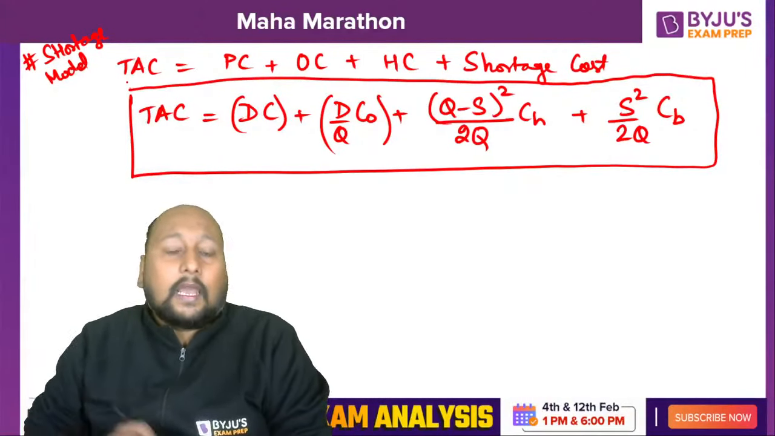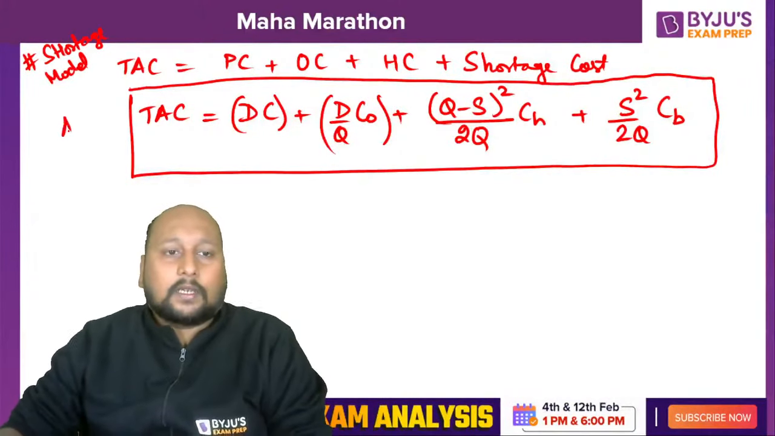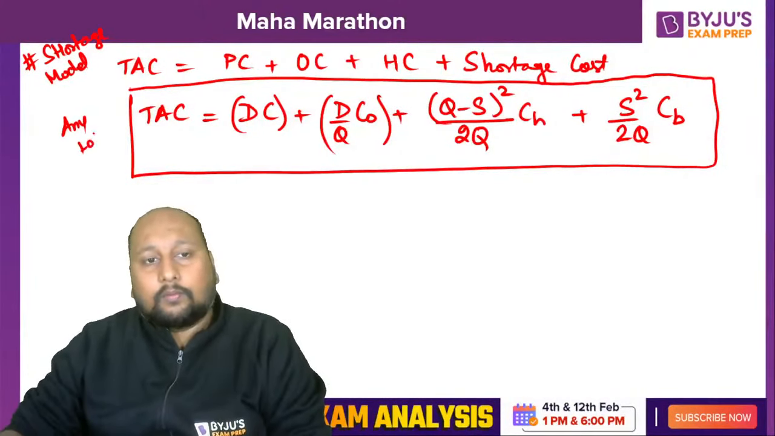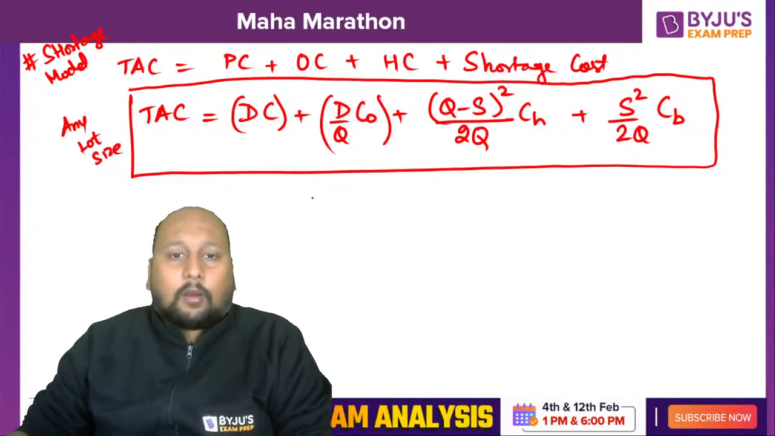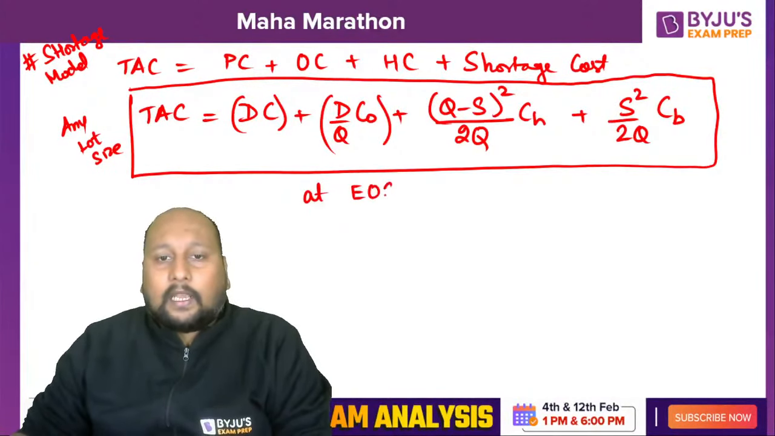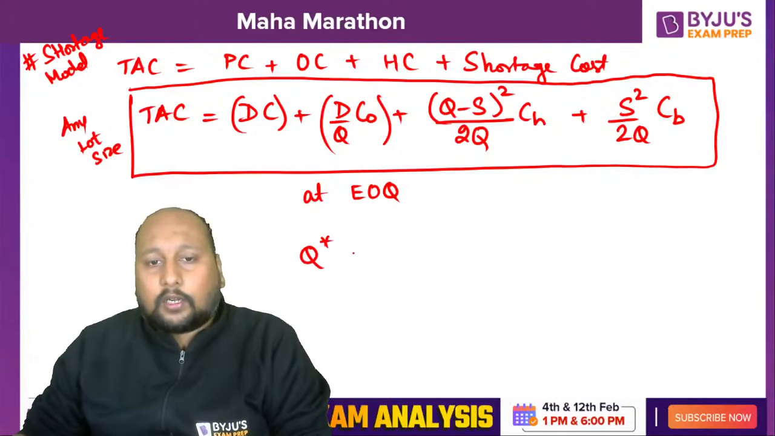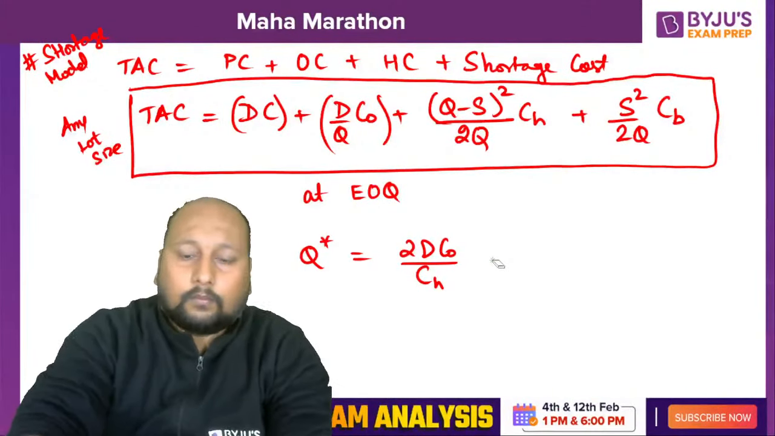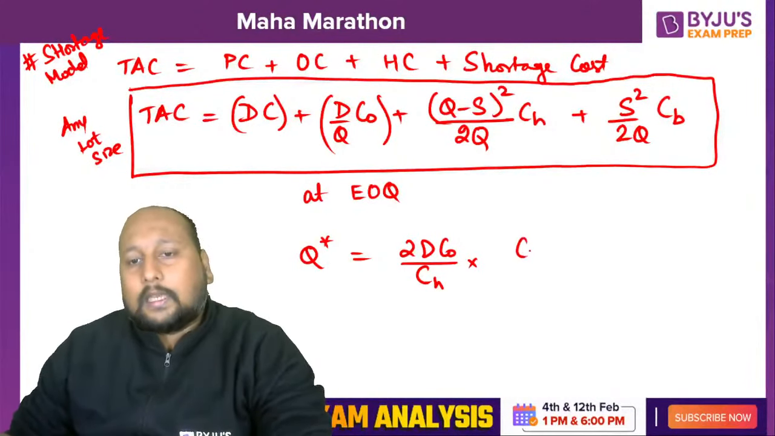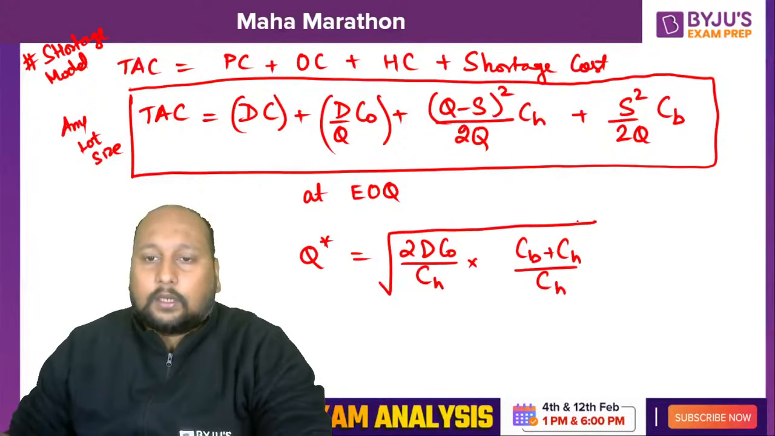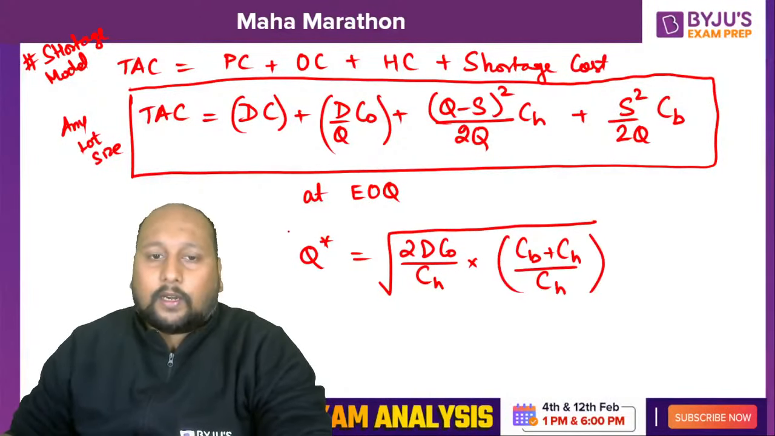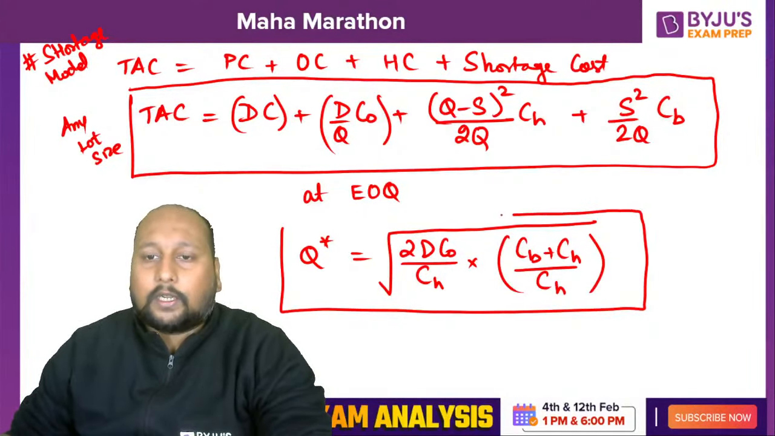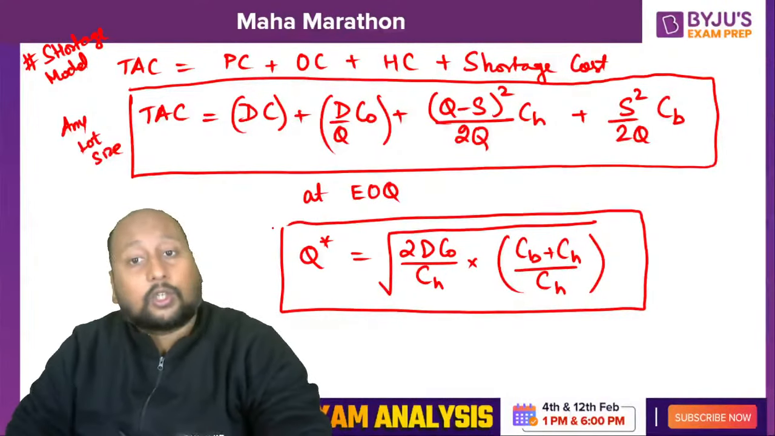This is for any lot size. That is, I'm not talking about EOQ. So if I talk about economic order quantity at EOQ, Q star for a shortage based model is equal to root of 2D CO by CH into CB plus CH by CB. So this is basically what we call the economic order quantity for a shortage based model.